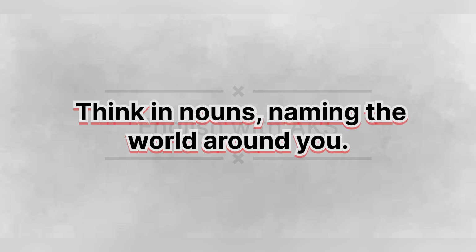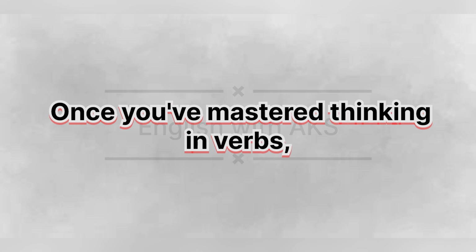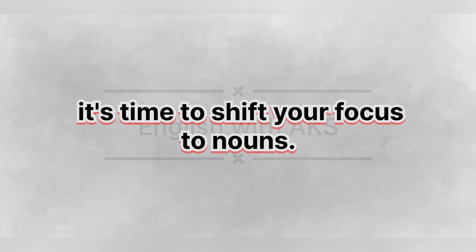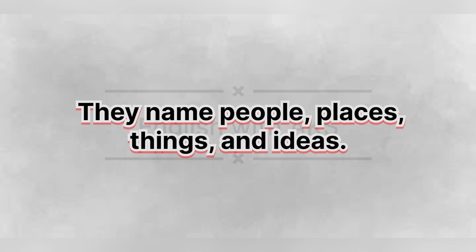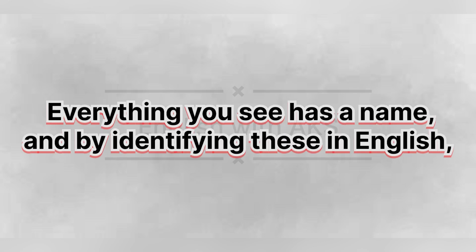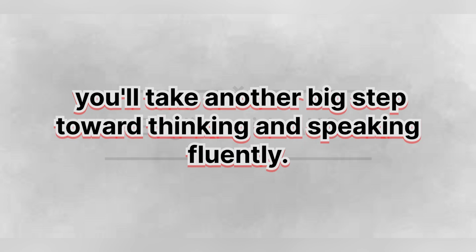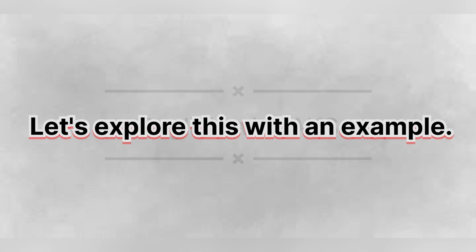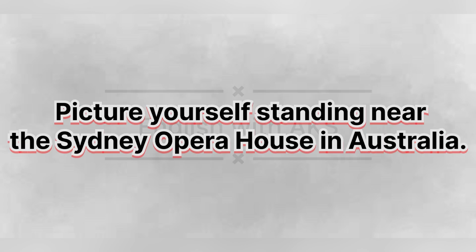Stage 2. Think in nouns, naming the world around you. Once you've mastered thinking in verbs, it's time to shift your focus to nouns. Nouns are essential. They name people, places, things, and ideas. Just like verbs, nouns surround us. Everything you see has a name, and by identifying these in English, you'll take another big step toward thinking and speaking fluently.